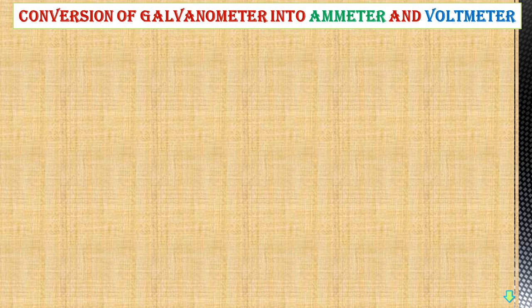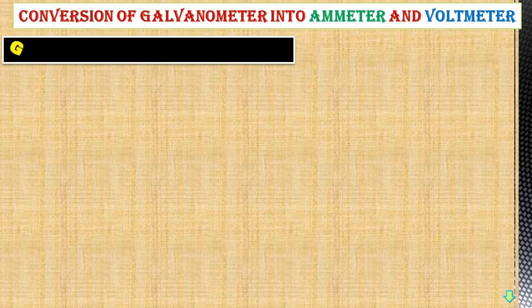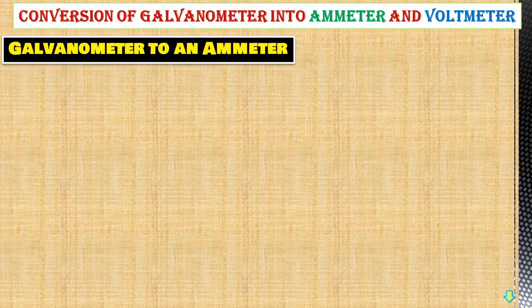Next, a very important question. A galvanometer is a very sensitive instrument to detect current. It can be easily converted into an ammeter and a voltmeter. First, let's see the conversion of galvanometer into ammeter. Do you know, students, an ammeter is an instrument used to measure current flowing in an electrical circuit. The ammeter must offer low resistance so that it will not change the current passing through it. So, an ammeter is connected in series to measure the circuit current.